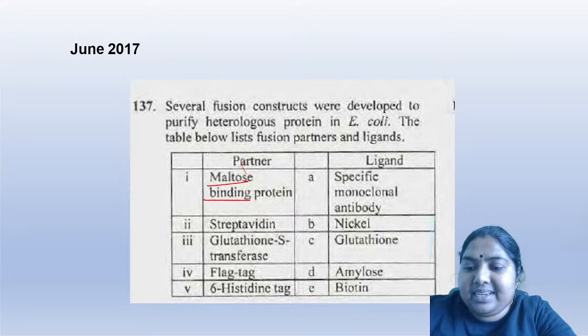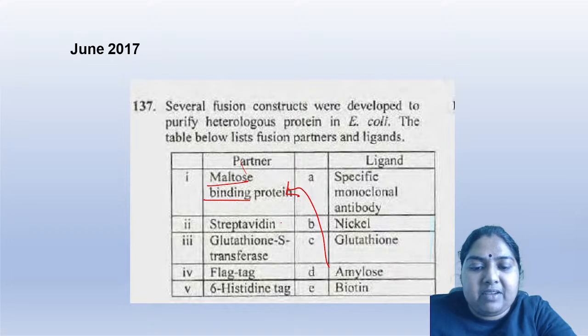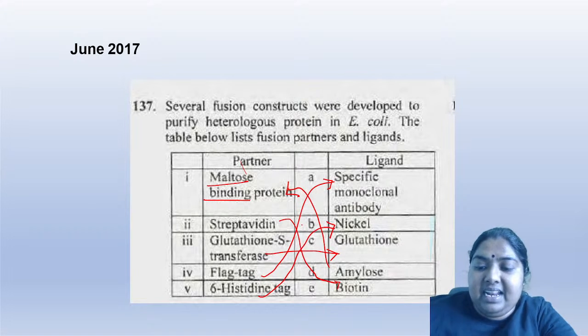Come on everyone, answer it. Maltose binding protein. Amylose, no. Right, streptavidin. Just now we saw biotin. Very good. Glutathione S transferase, glutathione. Flag tag, special monoclonal antibody. Fantastic. Histidine tag is nickel.